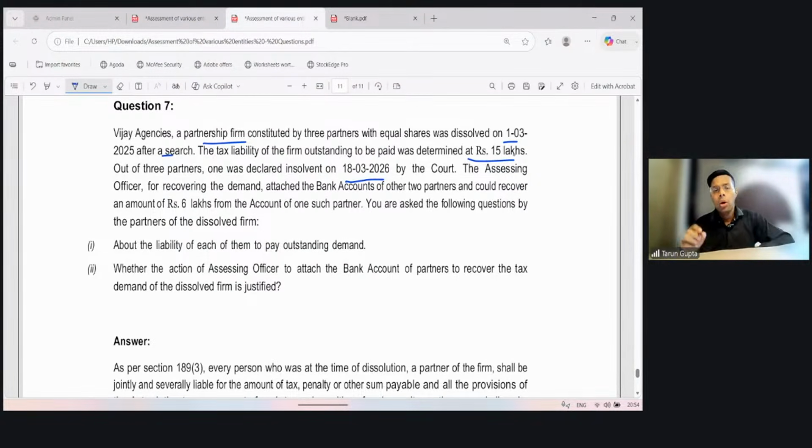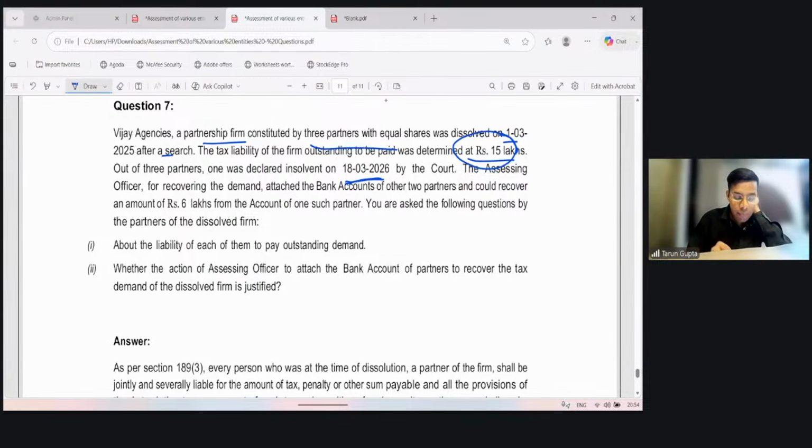This 15 lakh can be recovered from the firm or any of the partners who was a partner on the date of dissolution. This is what the section says. So whoever was a partner on the date of dissolution is jointly and severally liable for the tax liability of the firm. So for this 15 lakh, all the 3 partners who were there on the date of dissolution shall be liable. But out of these 3 partners, one partner became insolvent on 18th March.